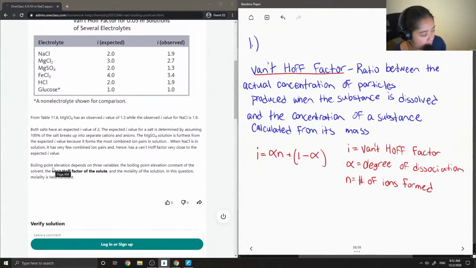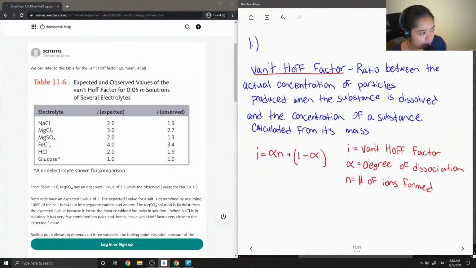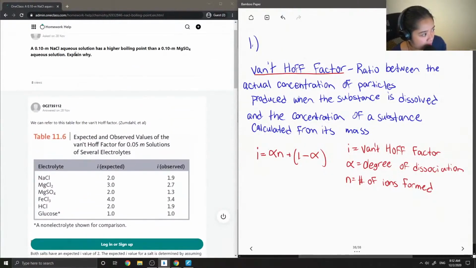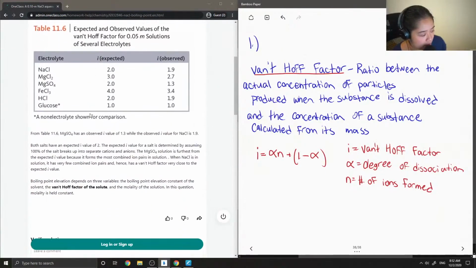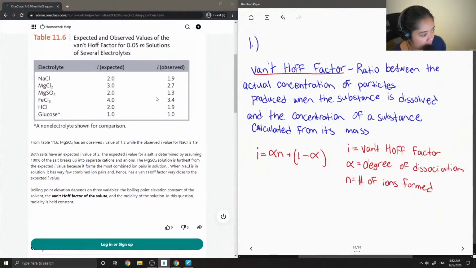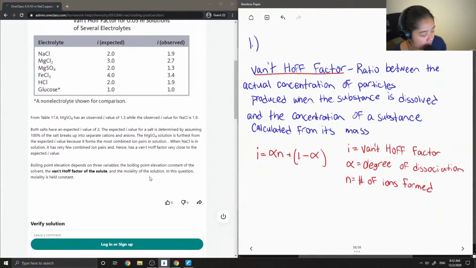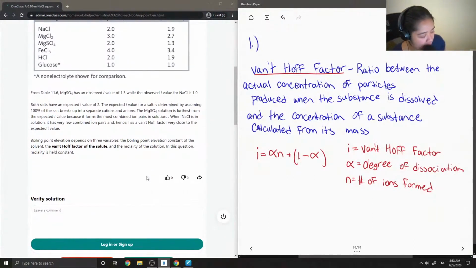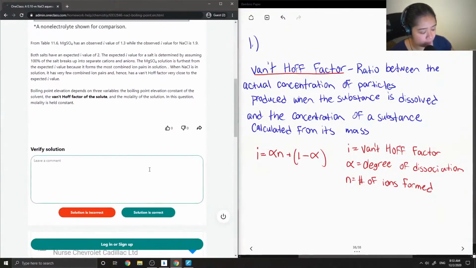So boiling point elevation depends on 3 variables. The boiling point elevation constant of the solvent. So in the question, they are both in aqueous solutions, so that means they have the same solvent. The Van't Hoff factor of the solute, so we can see here that they got different factor values, and the molality of the solution. In this question, molality is held constant. Yep, so I can verify that this solution is correct.